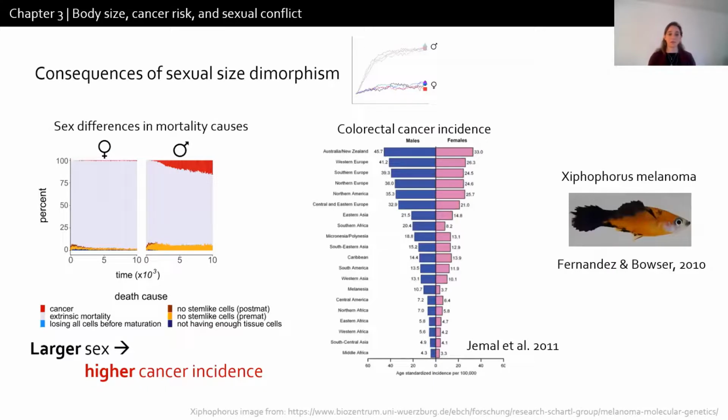And there is some evidence for this from the literature as well. Humans are a well-known example, where males have a higher incidence for most types of cancer. But there is also some evidence from other organisms, like this family of fishes where large size is advantageous for reproductive competition, but is also associated with melanoma incidence.